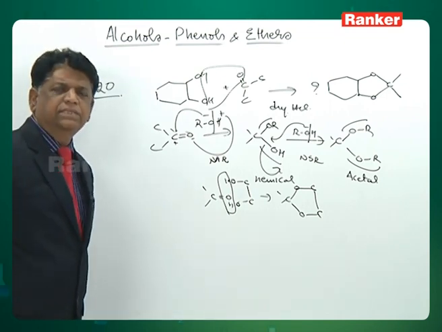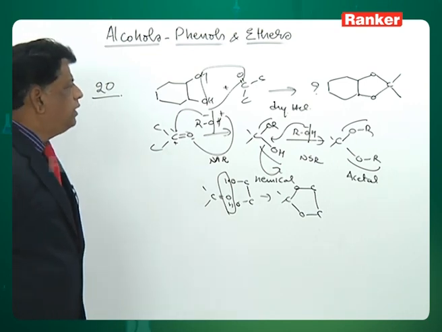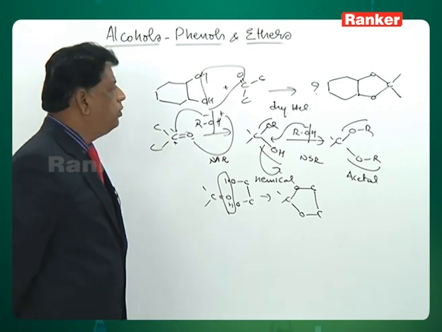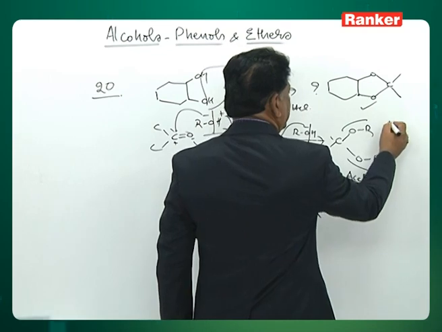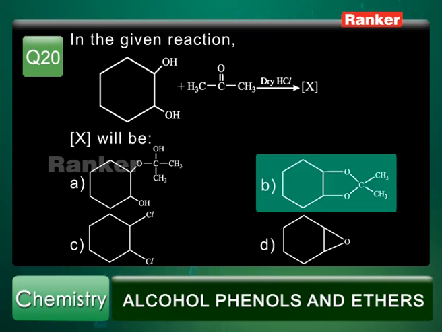Ethers are very much stable towards dilute bases and strong bases, except dilute acids. Even mild oxidizing agents are not going to oxidize them. Therefore, this is quite a stable product. So the answer goes to the ring fused one, that is B. B is the right answer.